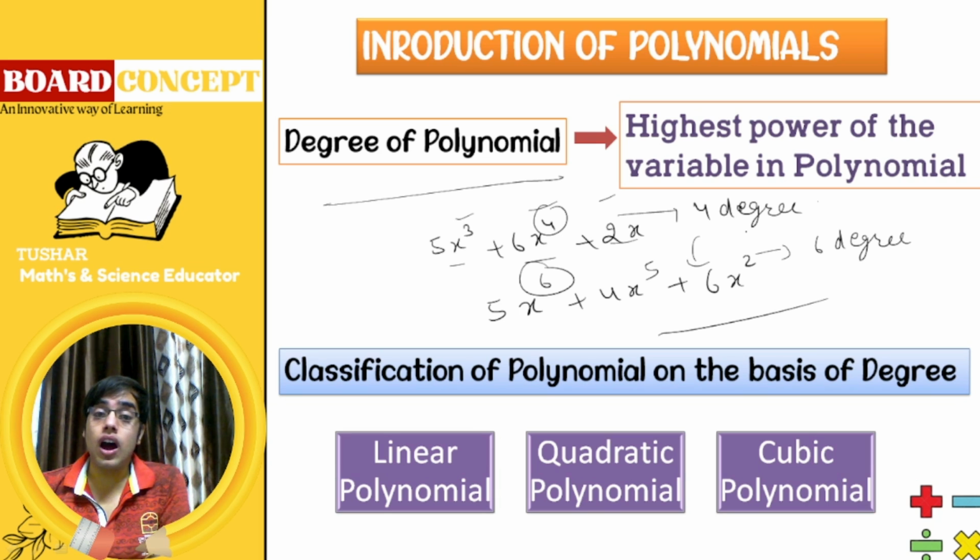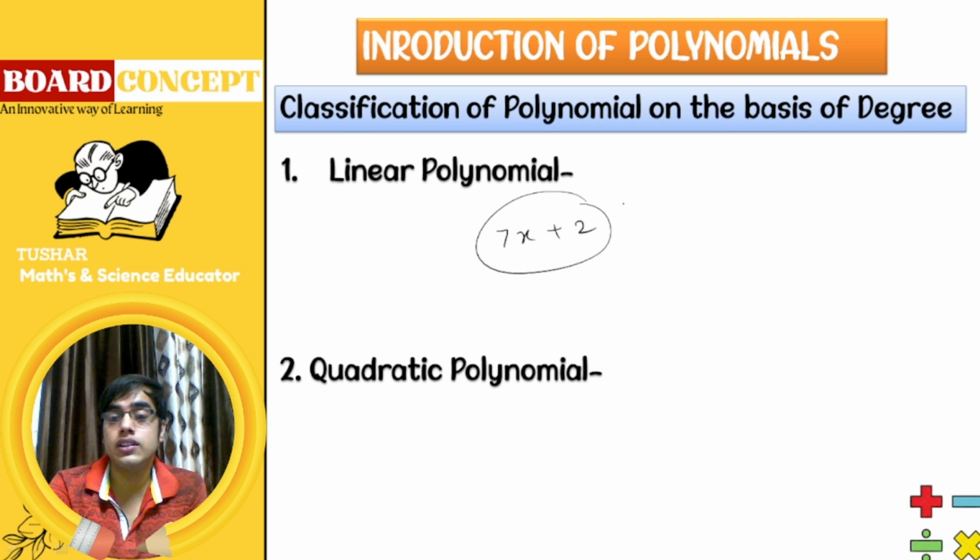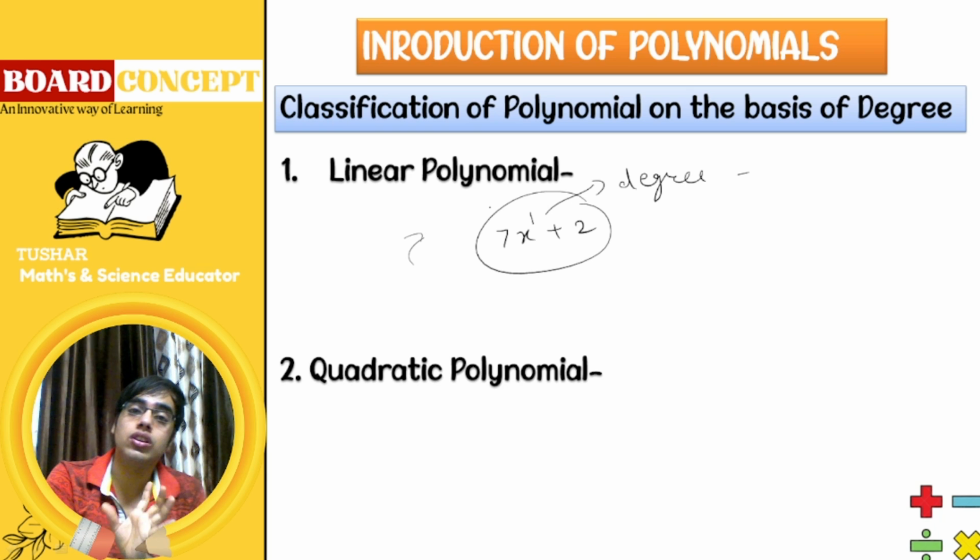Now polynomials are classified into three types on the basis of degree: linear polynomial, quadratic polynomial, and cubic polynomial. First we study what a linear polynomial is. A polynomial whose highest degree is only 1 is called a linear polynomial. For example, 7x plus 2. This is a polynomial with two terms, and the highest power of x is 1. So the degree of this polynomial is 1, and we can say that this is a linear polynomial.